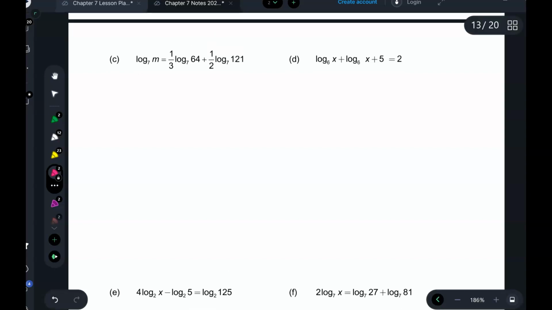Okay. Just a few more examples. What do we take care of first? The exponent. So anything that has a coefficient moves to the exponent. On the left side, there's nothing we could do. So log base 7 of 64 to the 1/3 plus log base 7 of 121 to the 1/2.